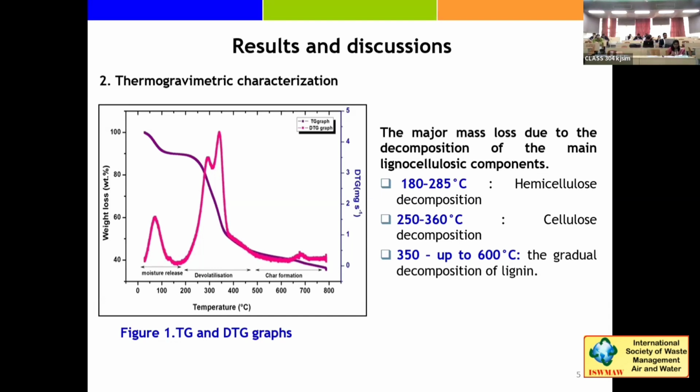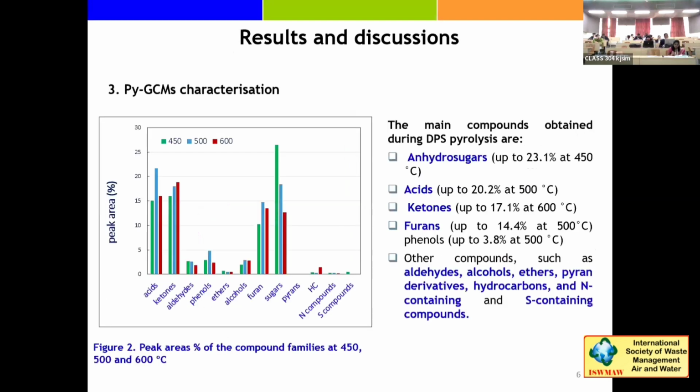As we progress to even higher temperatures, from 350 degrees up to 600, we witness the gradual decomposition of lignin. Moving now to the part of the PGCMS characterization. In the DPS pyrolysis process, notable compounds are formed, including anhydrosugars.